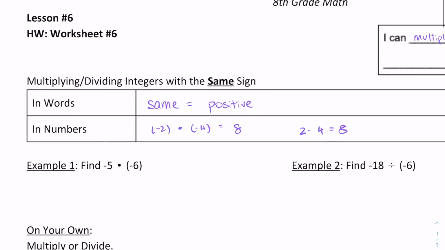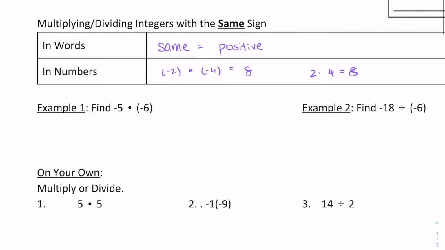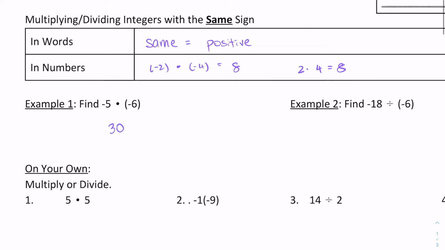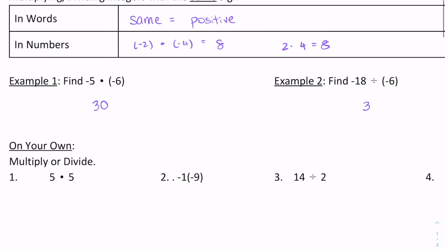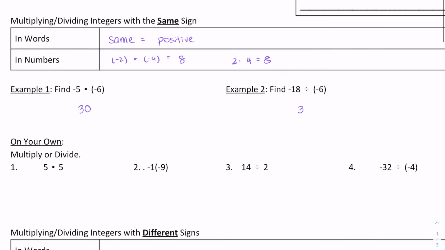Example 1, -5 times -6. These have the same sign, so it's going to be +30. Example 2, -18 divided by -6 is +3 because these are both negative. So on your own, why don't you try 1, 2, 3, and 4, and submit it onto Edpuzzle.